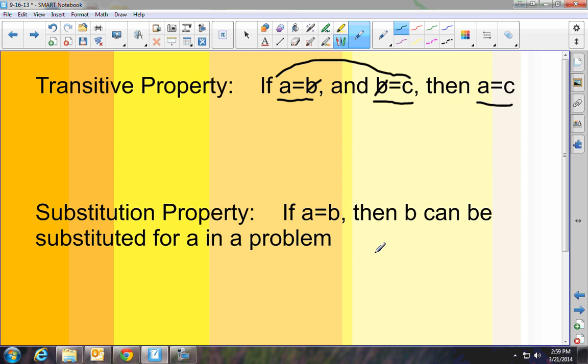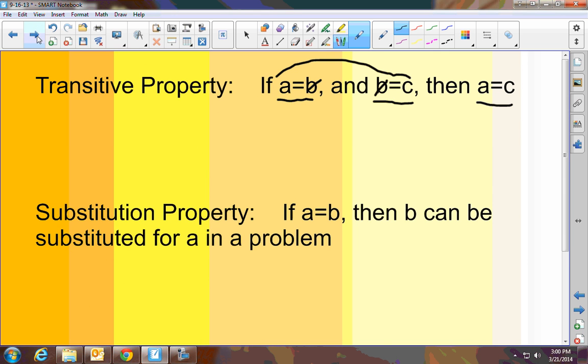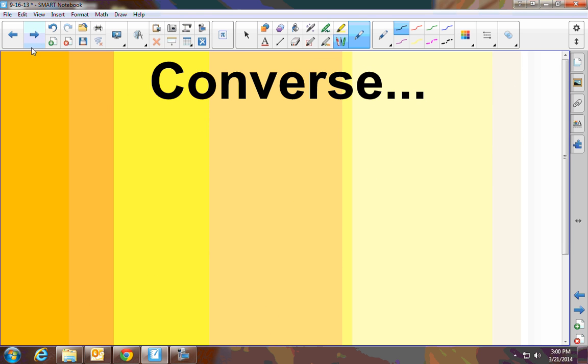It's the transitive property. Okay, and this comes into play when we're looking at, well, if we know angle 1 and angle 3 are congruent, and we know that angle 3 and 8 are corresponding, so they're congruent, well, then we know that angle 1 and angle 8 are also congruent. Why? For the transitive property. Okay? And of course, the converse is true as well.